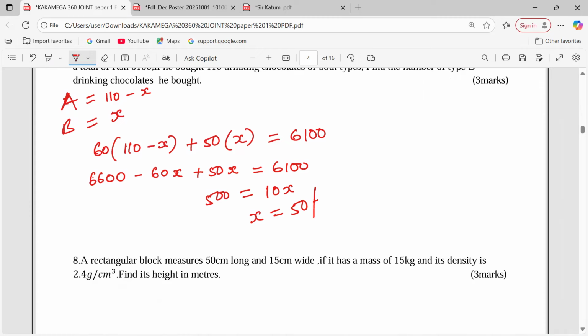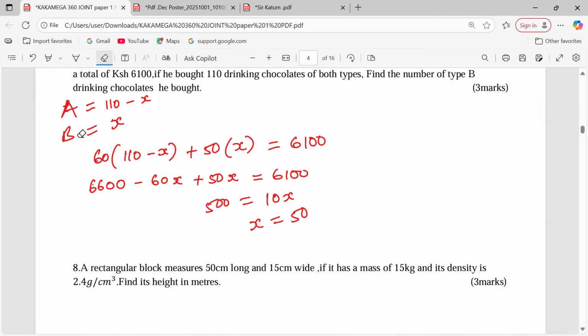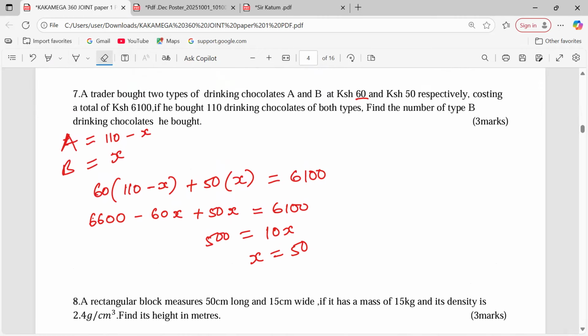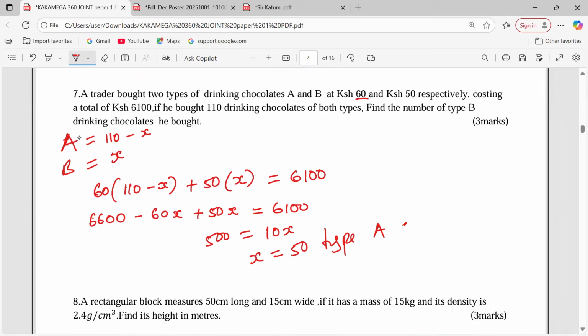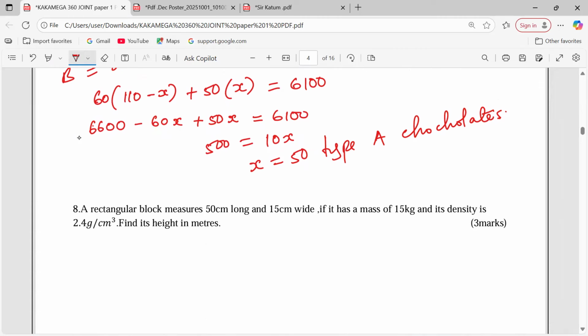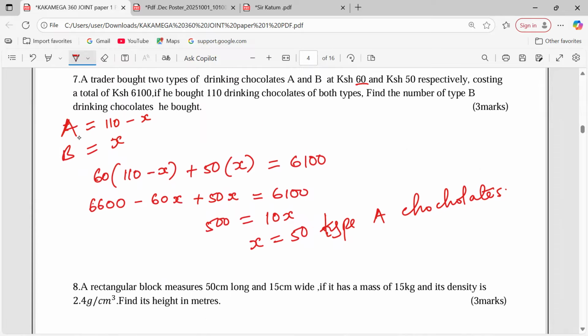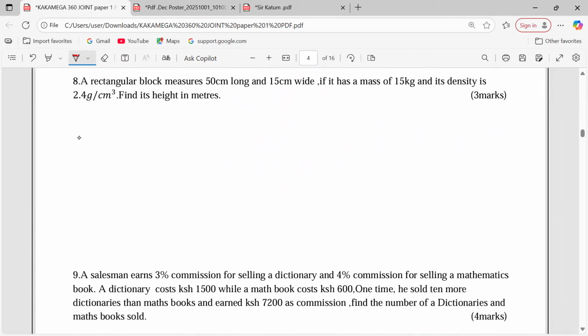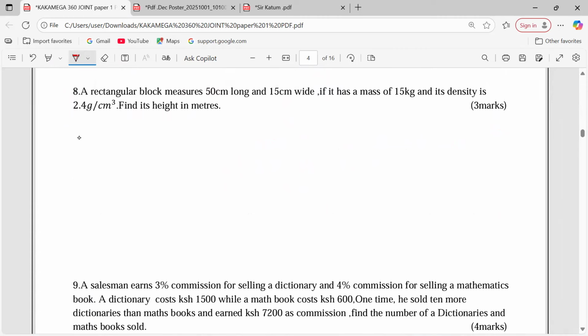50 of them. Yeah, 50 chocolates. 50 type A chocolates. Type A chocolates. A very sweet question again. Very interesting. At number 8, this is a good question again. A very good question. Let's look at it keenly.